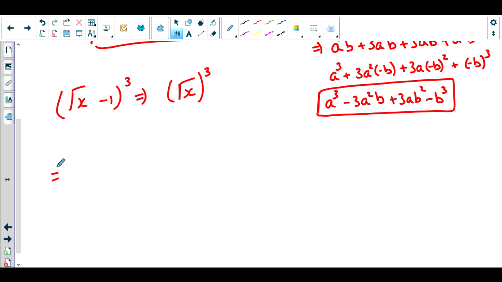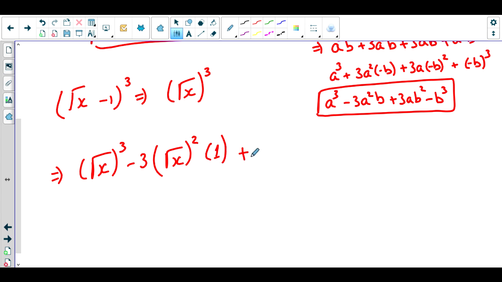Now let's restart it. It's a cube, so we have under root x cube minus 3 into a square, which is under root x square. Do the substitution, do one extra step to avoid mistakes. Then you have b1, so you have here 1, plus 3 into under root x, which is a, and b square will be 1 square, and then you have minus 1 cube.